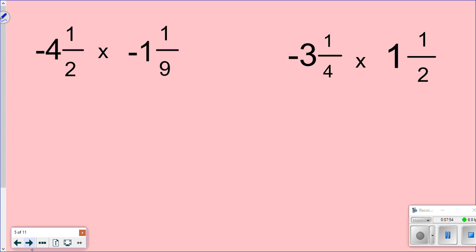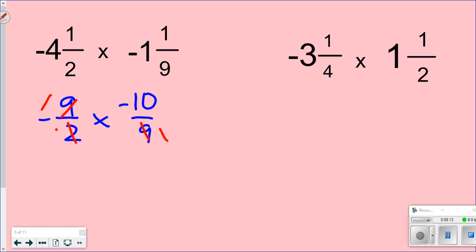Okay, here's a few more. I have some negatives thrown in now. So let's see, 4 times 2 is 8, plus 1 is 9 over 2, negative 9 over 2, times negative 10 over 9. I have a lot of reducing I can do here. I can reduce by 9, goes in once, goes in once. I can reduce 2 and 10 by 2, goes in once, goes in 5 times, multiply across. Notice I have 2 negatives that are multiplying by each other, so my answer is going to be positive, and it'd be 5 over 1.